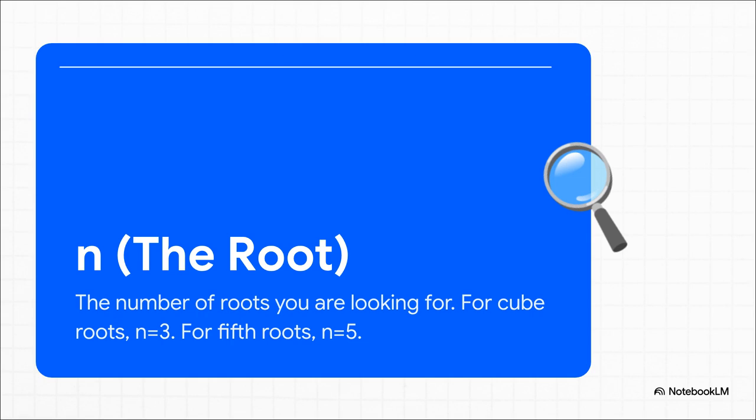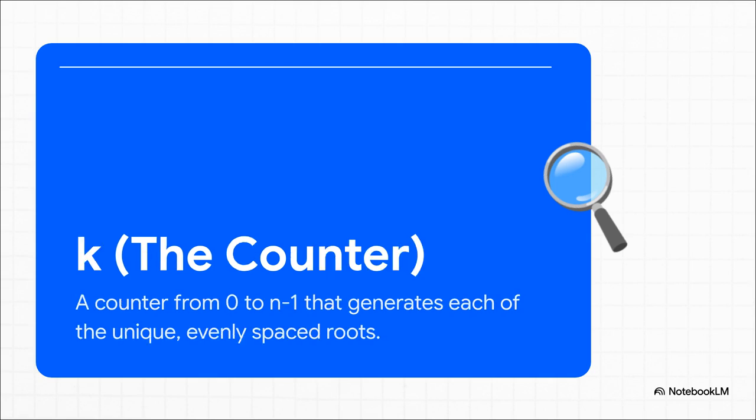For our problem, n is 3, so we're hunting for a triangle. And finally, we have K. This is the magic ingredient. Think of K as a little counter that starts at 0 and ticks up for each root we want to find. As K ticks up, it perfectly rotates us around the circle to the next spot, landing on each corner of our shape one by one. This is the variable that guarantees that perfect even spacing.